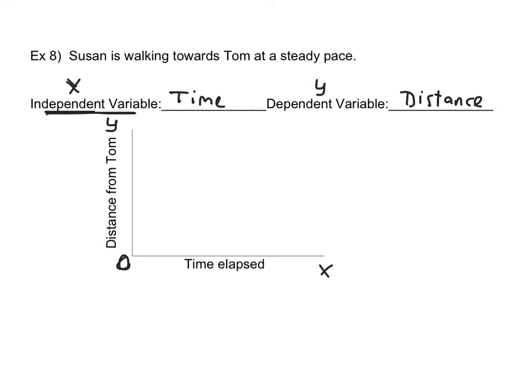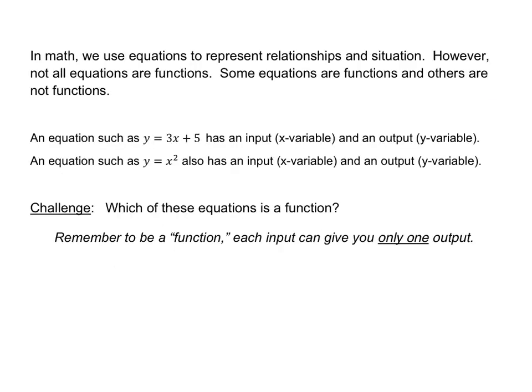Now if we're walking towards Tom, that means we're starting at a distance away from Tom. Say we're starting here, and as time goes on, we're going at a steady pace. We're going to get closer as time goes on to Tom, and then eventually we'll meet up with Tom. Down here is where we're meeting up with Tom, because your y is 0 right there. All right, let's try another one. Actually, we're not going to try another one. I thought we were, so let's just move on.